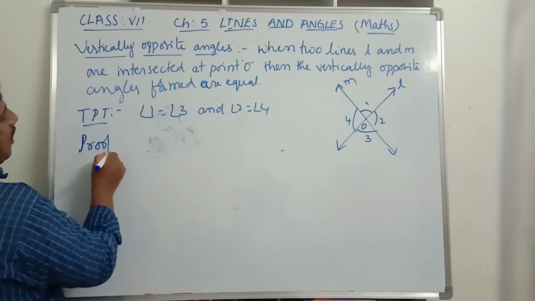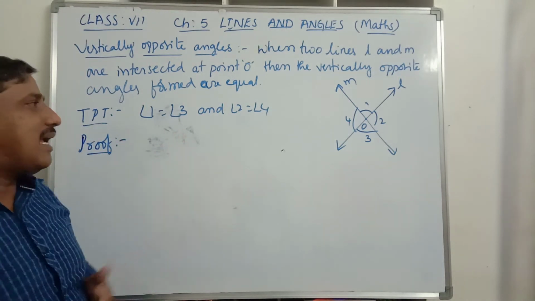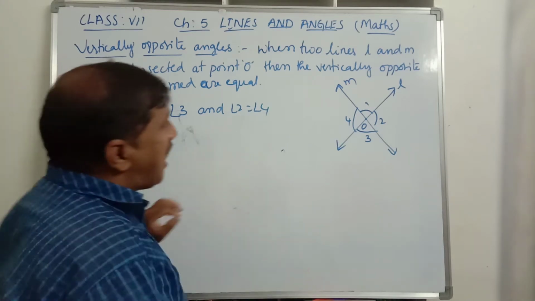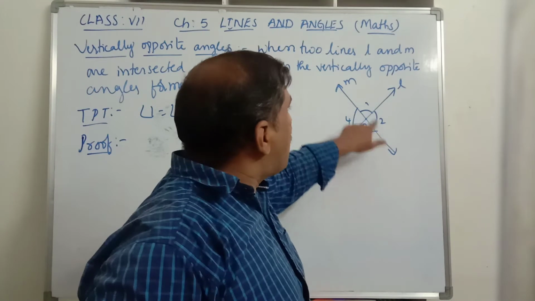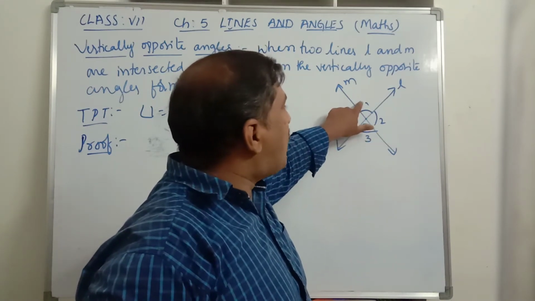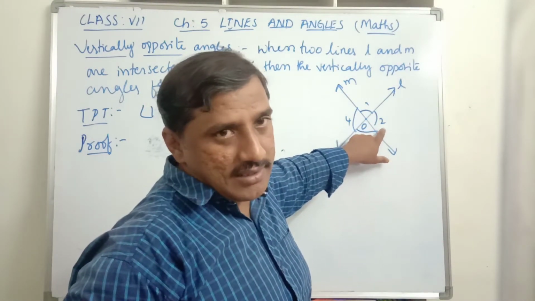Geometrical proof. I have explained before that by using the protractor we can prove they are equal by measuring those angles. Now we see here, on line M, we have two angles. What are the two angles? Angles 1 and 2. These two angles are a linear pair of angles.